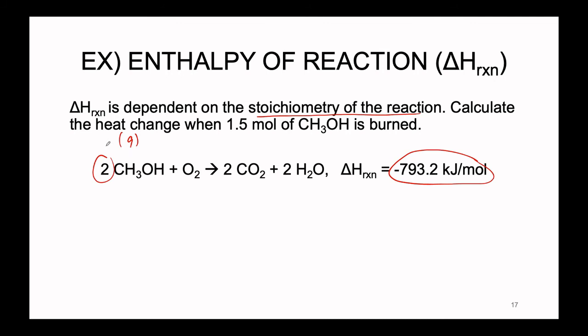This is how our ratios work. We can scale up by multiplying, we can scale down by dividing. So what we're going to do, and it may look strange, is divide each of the coefficients out in front of our species by 2. In doing so, we're going to remove the 2 from the methanol. This is going to cancel out. 2 divided by 2 is equal to 1.